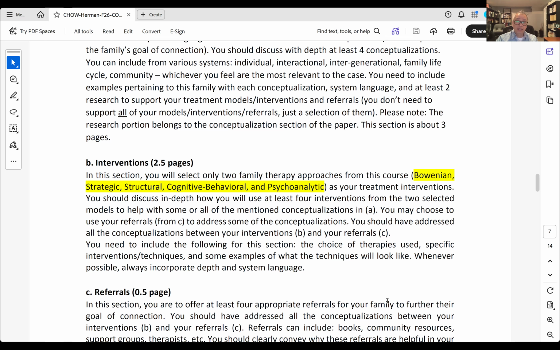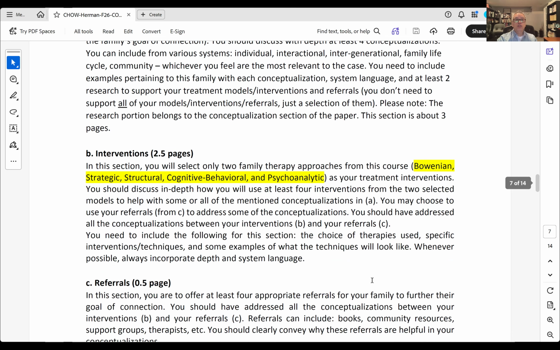Who are you going to ask? Are you going to ask dad? What question are you asking dad? What question are you asking the oldest daughter? And what questions are you asking the youngest daughter? So be specific about that. Okay. And whenever possible, always incorporate dyad and system language into your writing. Okay. So that's your section number 2.